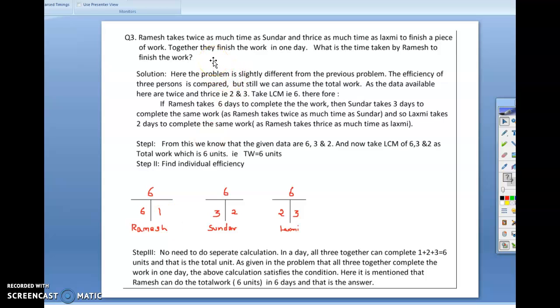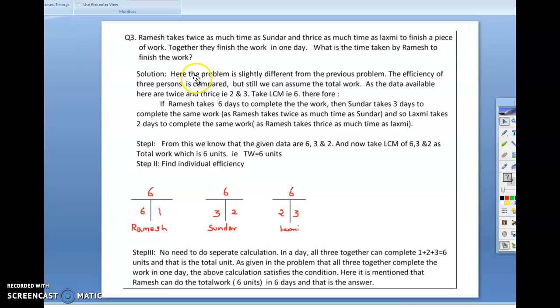Question number 3. Ramesh takes twice as much time as Sundar and thrice as much time as Lakshmi to finish a piece of work. Together they finish the work in one day. What is the time taken by Ramesh to finish the work? So this is the question which you are going to see now.